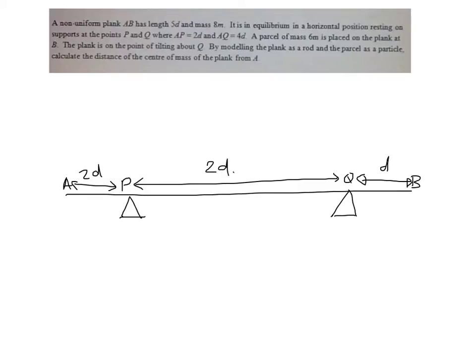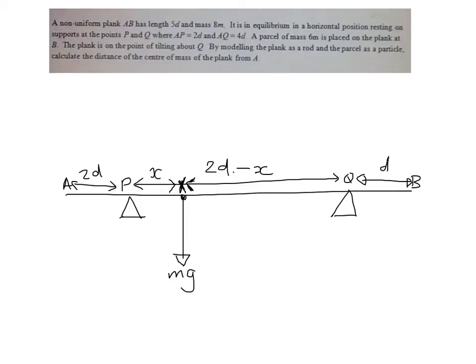It's a non-uniform plank, so I don't know where the centre of mass is going to be, so I'm just going to put the weight coming out of a random point which I'll call X. That means that from P to X is little x, because I don't know how long it is, and from X all the way over to Q will be 2D minus x. Okay, what else do I know?